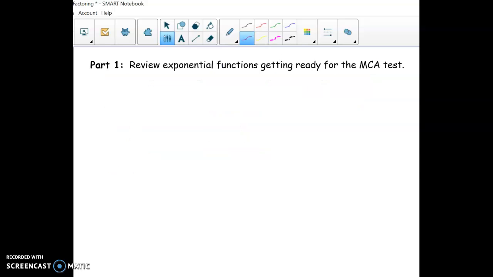All right, so the focus of today, kind of two parts. Part one, we're going to do exponentials, and then we're going to talk about solving at the end.